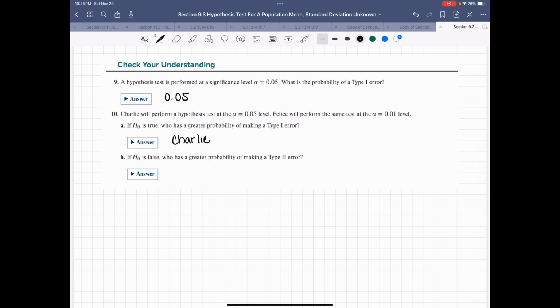If, in part B, the null hypothesis is false, who has a greater probability of making a type 2 error? That's going to be Felice. And that is all about type 1 and type 2 errors, and that is the end of 9.3.